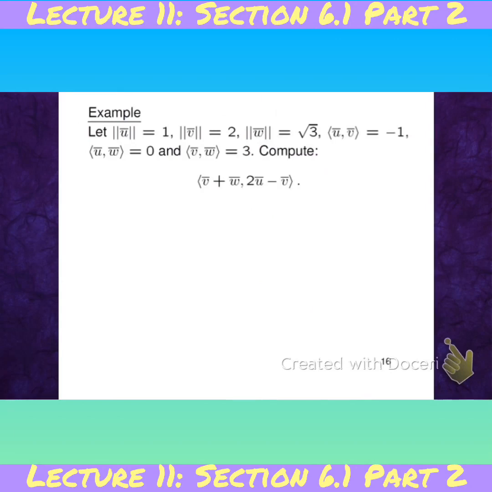The last little problem throws everything together. Here they ask us to compute, given that the norm of U is 1, the norm of V is 2, and the norm of W is square root of 3, and the inner product of U and V is -1, the inner product of U, W is 0, and the inner product of V with W is 3. Just compute that vector there. Again, this is just an application of what we've done up until now.